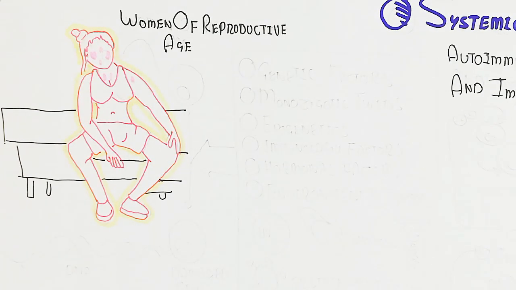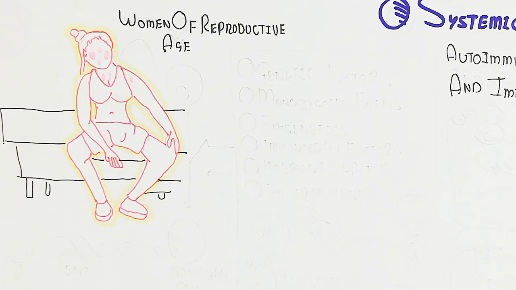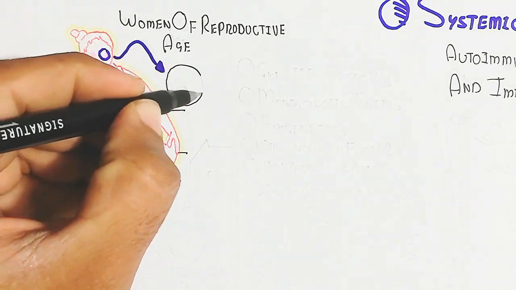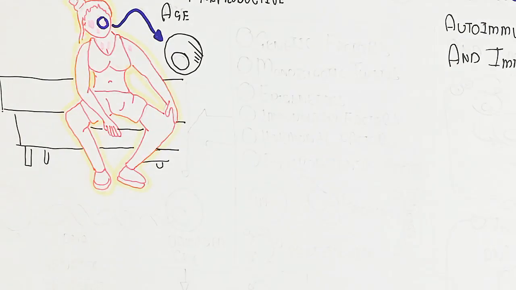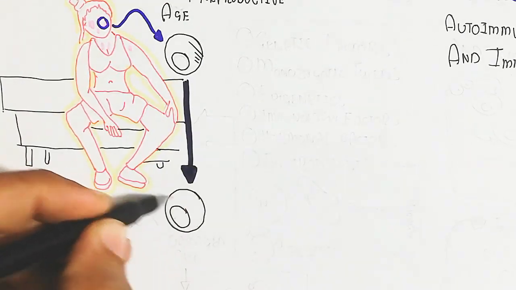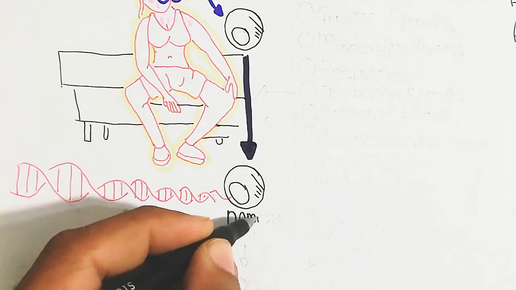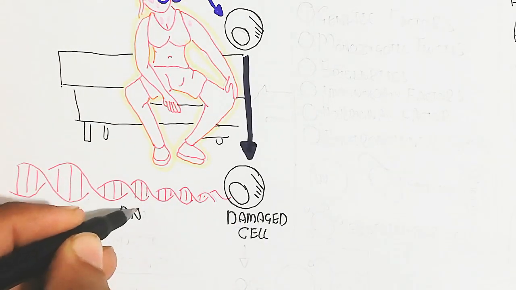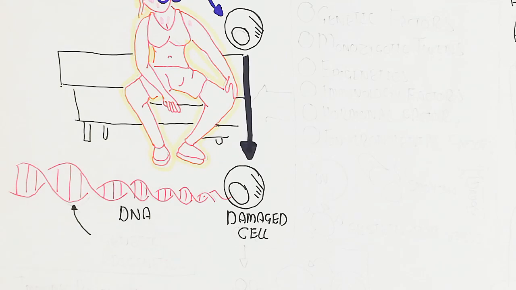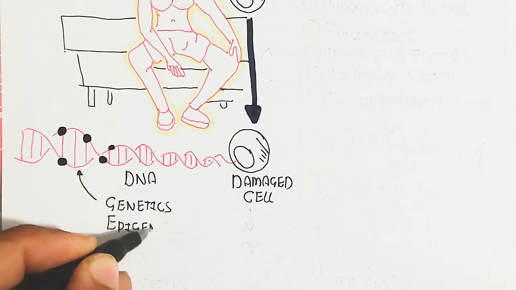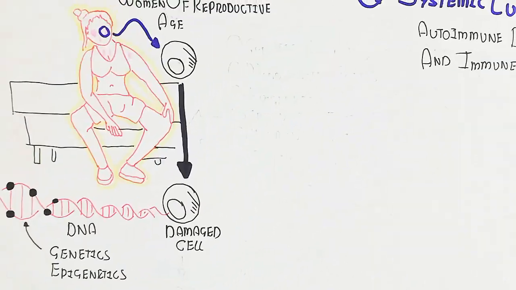and in this way rashes will appear on the skin, and these rashes are basically due to cell damage. So remember, the normal cell will be damaged, and the damaged cell, due to several factors we will discuss, contains damaged DNA due to genetic mutation or epigenetic mutation, which will lead to SLE.